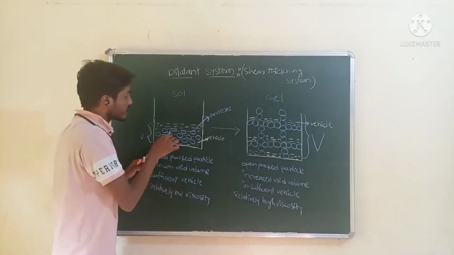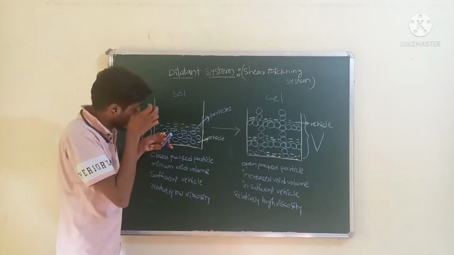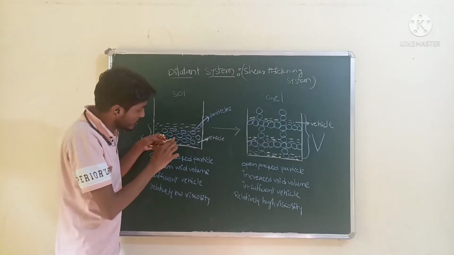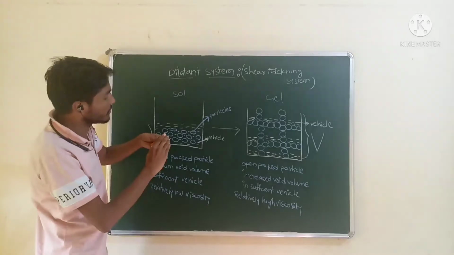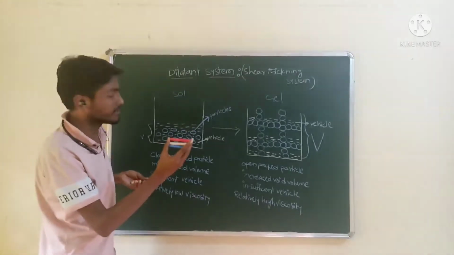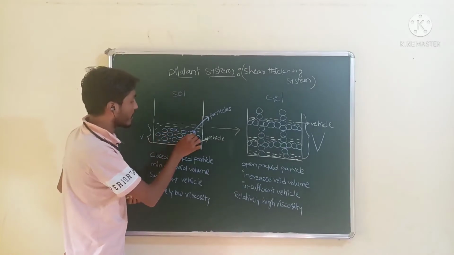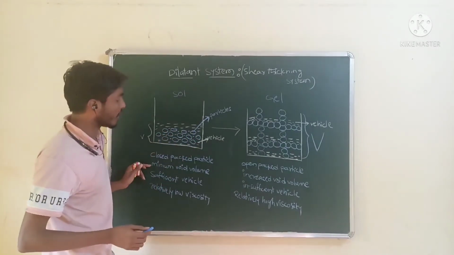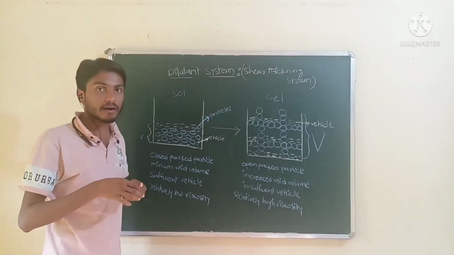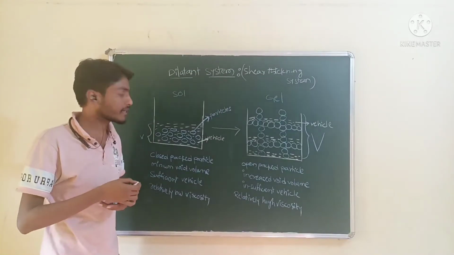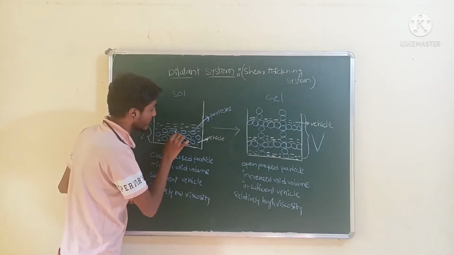See here, particles are closely packed. All the particles that are present are closely packed. Closely means present near to each other. Particles are closely packed, with minimum void volume. Void volume is nothing but the interparticle gap. See, this is small. Here it is small.